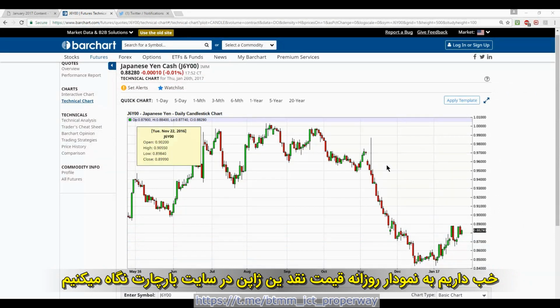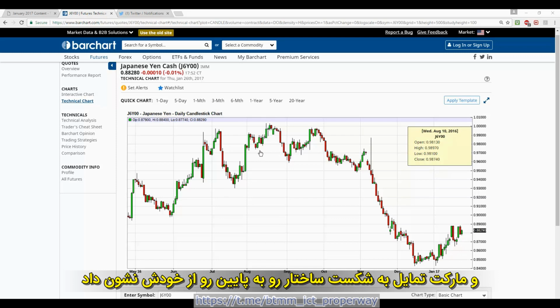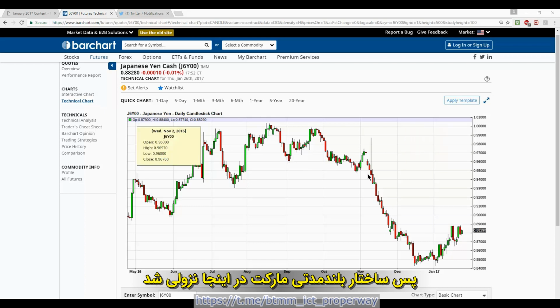This is seen at barchart.com. And historically, last year in 2016, we made a high in August, and the market showed willingness to start breaking down market structure at this low here. This low became broken at this moment here. So market structure on a long-term basis on a daily chart had been broken bearishly.